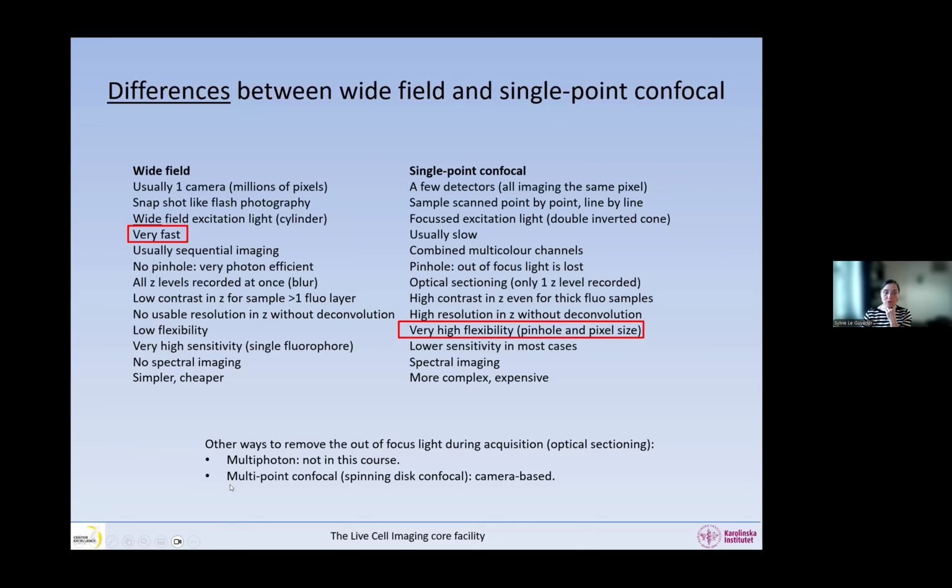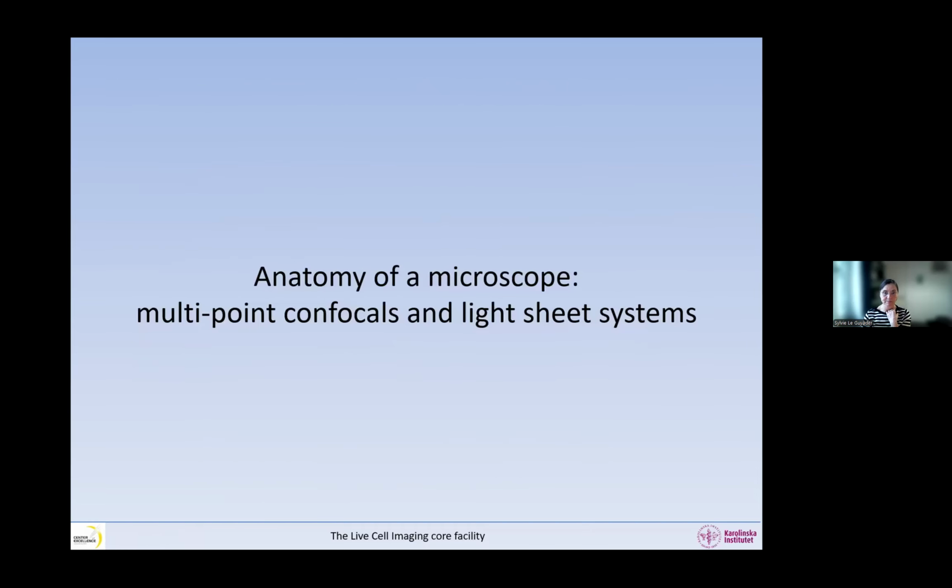Another way is to use a multi-point confocal. And for this, we also use pinholes. So this is a camera-based confocal, and we will talk about that afterwards. And we can also use a light sheet system, which is also camera-based. And in this case, only the plane of focus is illuminated. So there are different ways to get optical sectioning.